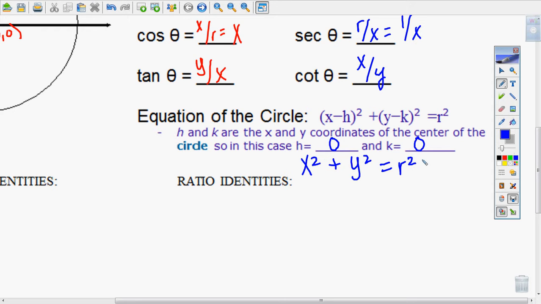Yes, yes. Okay, so because of these ratios and because of this equation, we have 8 identities that we can utilize to help us simplify trigonometric expressions. That's the word I was going for.